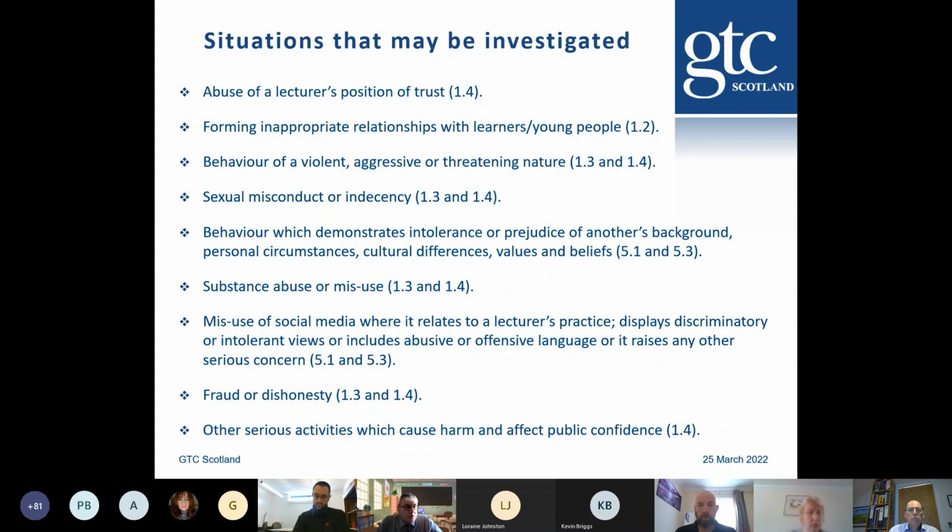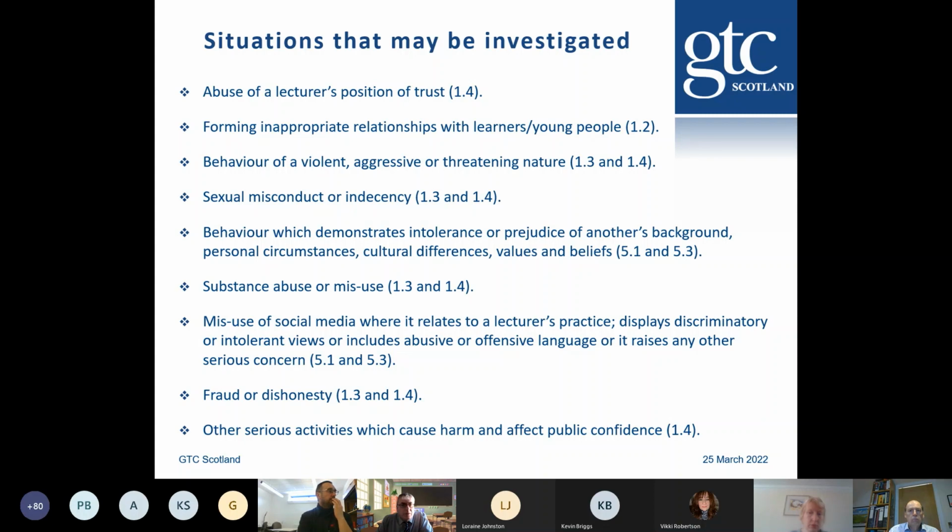We would likely investigate fraud or dishonesty, or any other serious activities which cause harm and affect public confidence. You will see that the behaviours listed here are of a particular level of seriousness, and there's good reason for that. When we're considering taking action against a professional regarding their fitness to teach, we're talking about someone's livelihood possibly being at stake. So it's a serious business with serious consequences. We therefore have to be proportionate and ensure that we're acting in cases where we need to act to protect the public interest and to protect learners and the reputation of the profession.